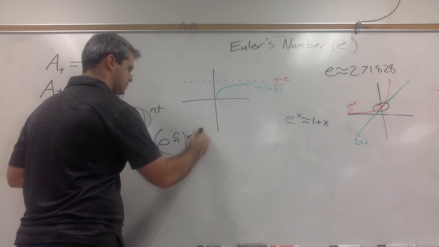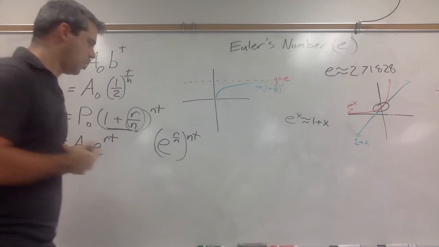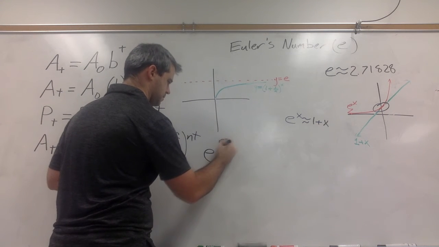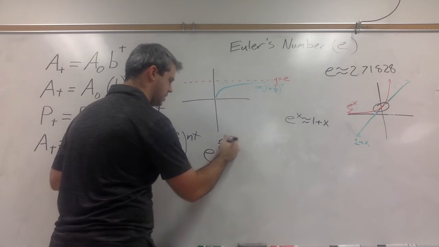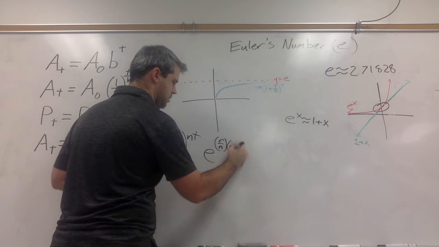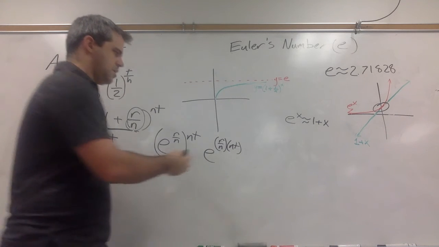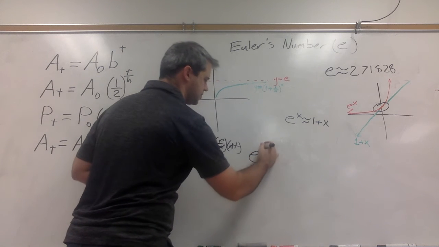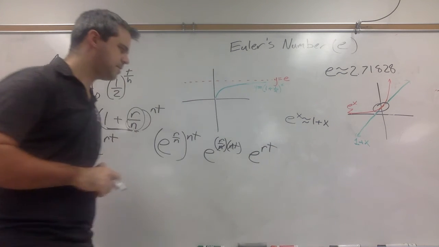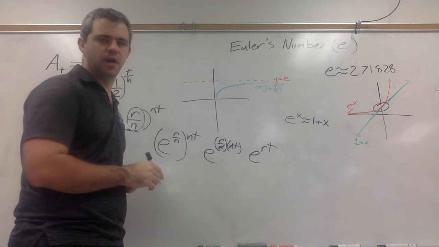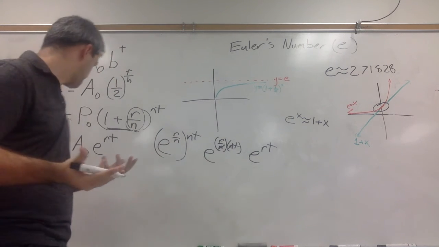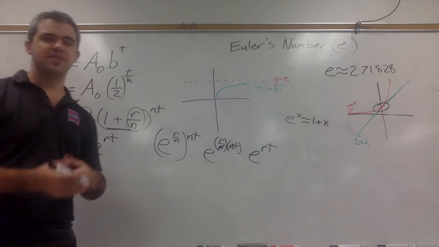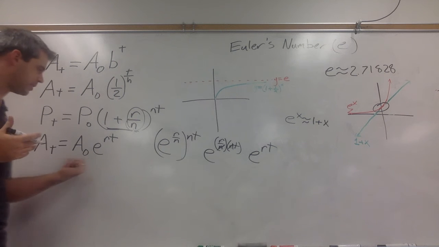What happens if we do this? Well, so I can multiply this. This is an r, by the way. If I multiply by n and I divide by n, these cancel out. I get e to the rt. Well, what does that do for us? It gives us this formula right here. This is our continuous compounding formula.